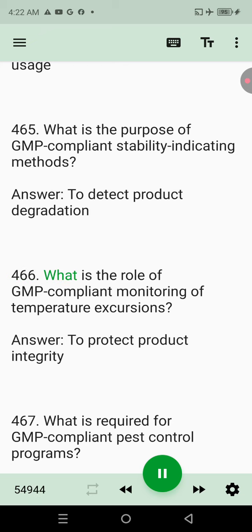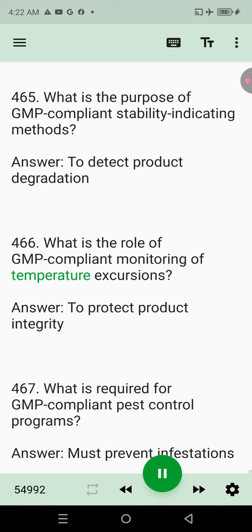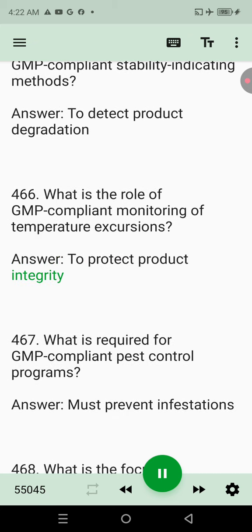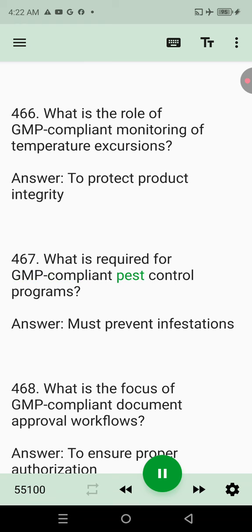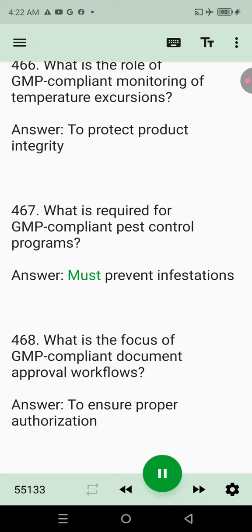466. What is the role of GMP-compliant monitoring of temperature excursions? Answer: to protect product integrity. 467. What is required for GMP-compliant pest control programs? Answer: Must prevent infestations.